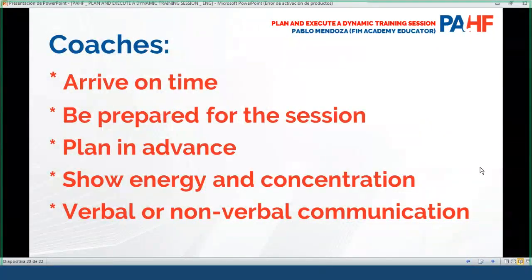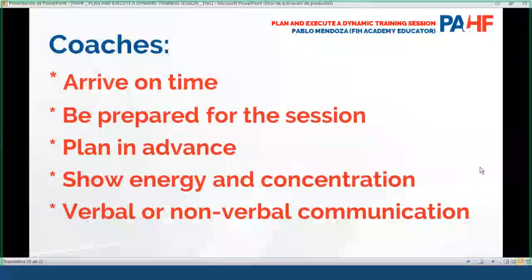Plan in advance, because it's easy to see when somebody improvises. You don't need to be an experienced player or an experienced coach to detect when somebody's just improvising something off the top of the head and says, you know what, let's do this with the cones here. Or when it's the same exercise over and over, and the players start feeling that they don't progress because we don't plan in advance. And also plan in advance with the time constraint that I showed you before.